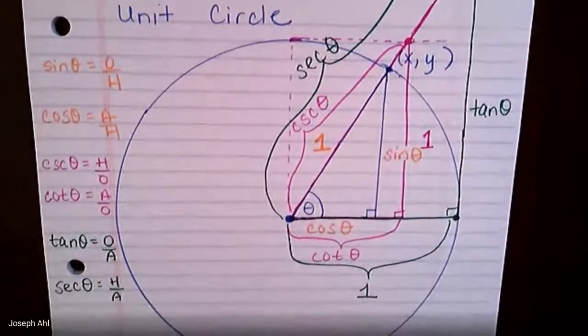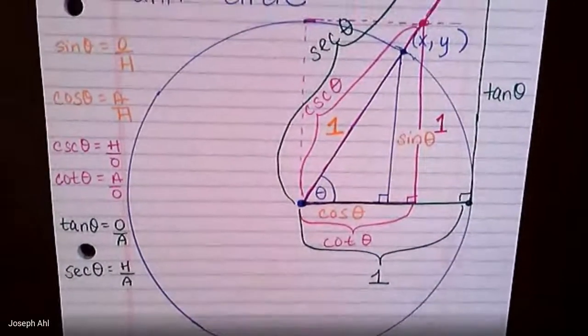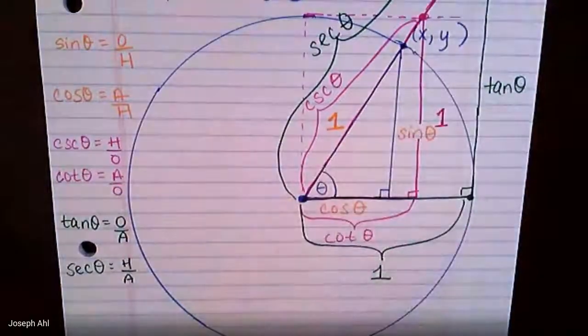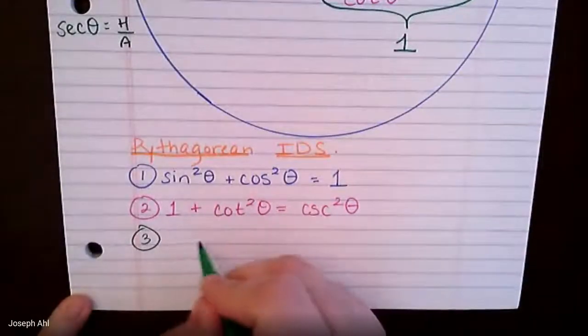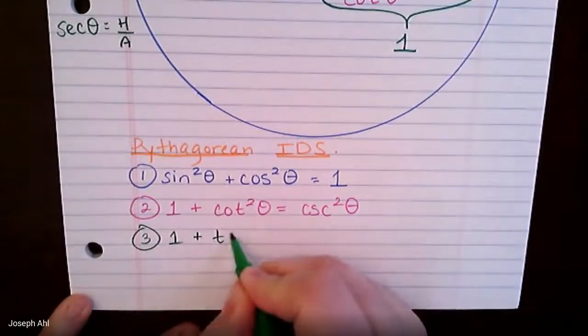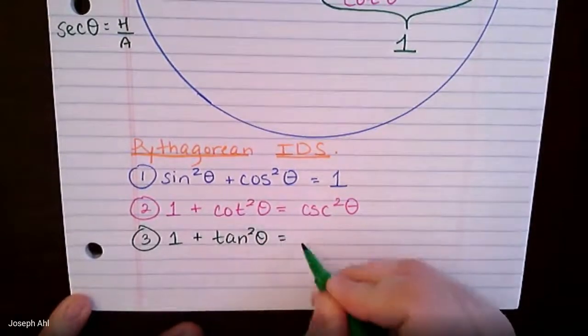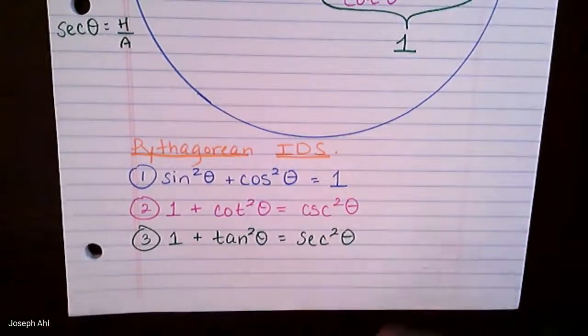But if I come down and write the last relationship here, given these 3 sides in the right triangle, you would get the final Pythagorean identity that 1 plus tangent squared is equal to secant squared.